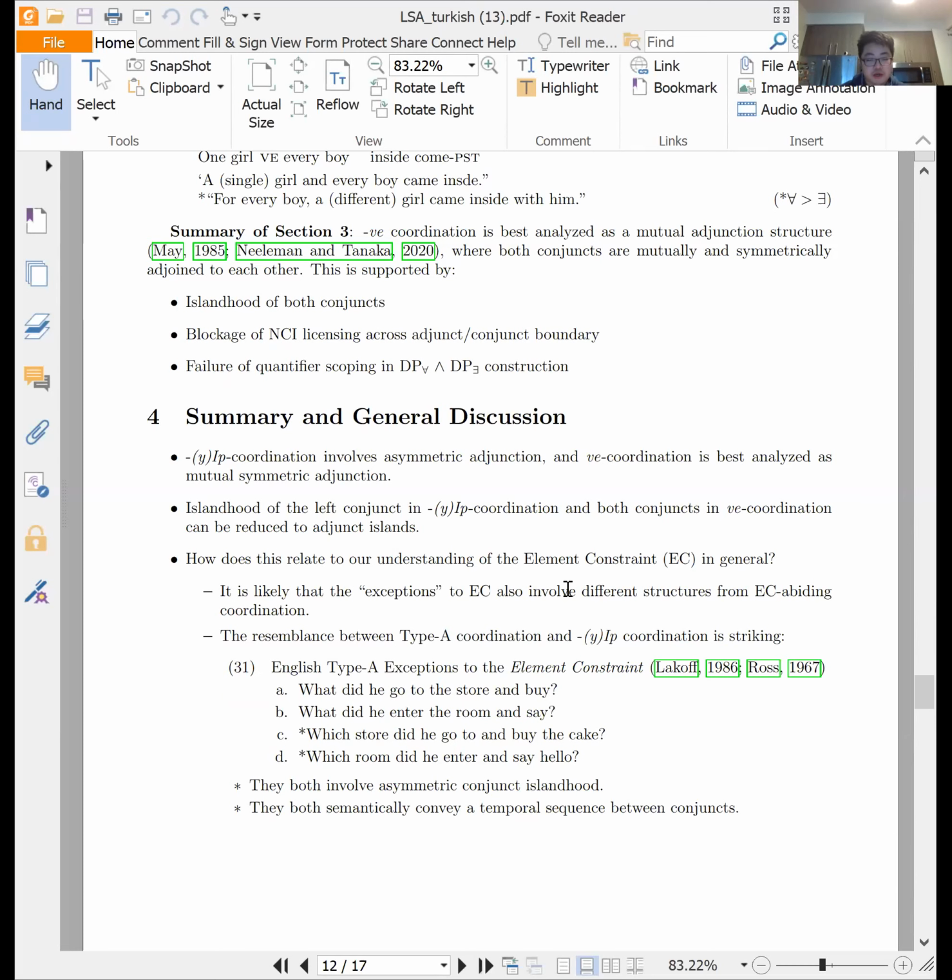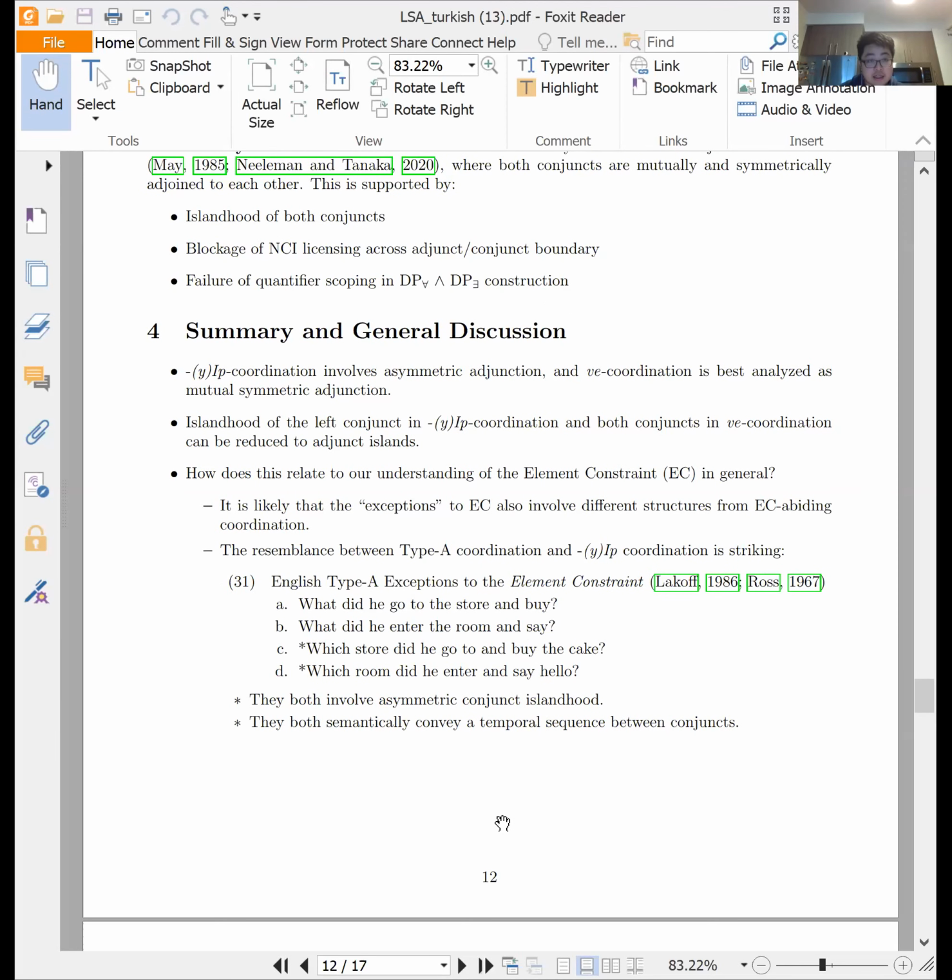In sum, we saw that Vape coordination and Vape coordination involve qualitatively different structures. Vape coordination involves asymmetric adjunction, and Vape coordination is best analyzed as a mutual symmetric adjunction. This derives the intriguing islandhood pattern we saw in the beginning. So basically, anything that has been analyzed as an adjunct demonstrates islandhood. So we no longer need to state the element constraint as a separate constraint, but rather it's reduced to the adjunct island constraint. How does this help us understand the element constraint in general?